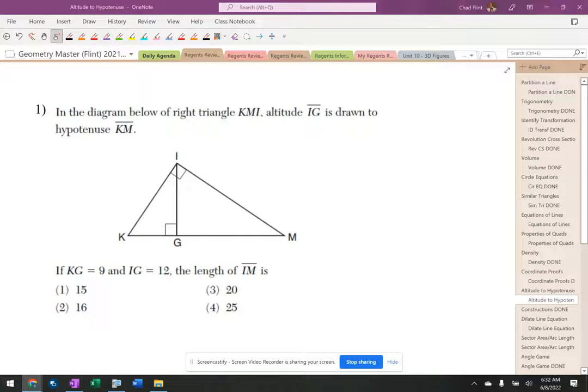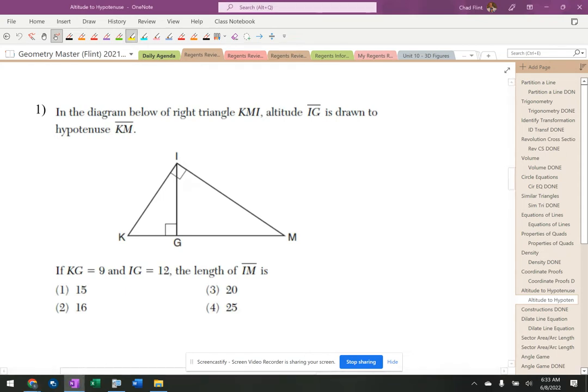As soon as I see a picture that has a right angle, and they're almost always drawn like this, they don't have to look like this, but the Regents is pretty straightforward in that they almost always draw them like this. As soon as I see a picture that has a right triangle with an altitude drawn out of the right angle, it's almost always altitude to hypotenuse.